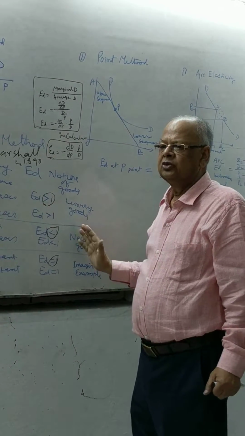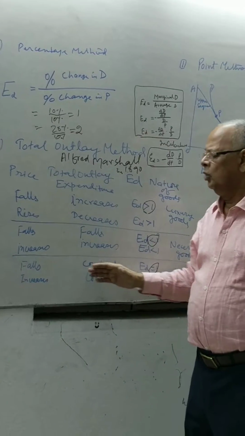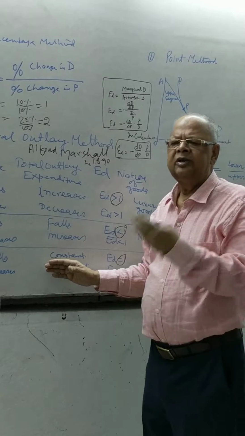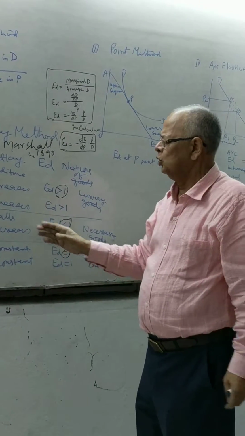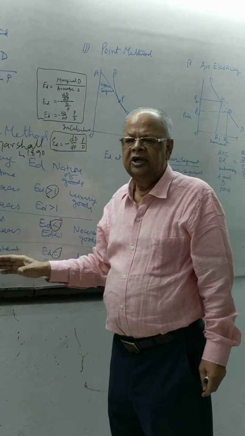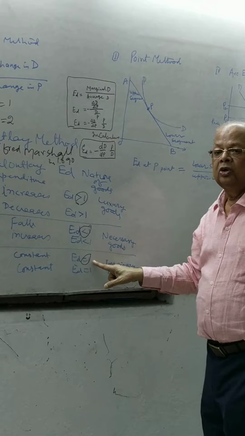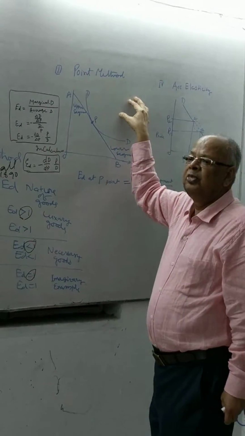Luxury goods, necessary goods. And third one, that there is no variation in the total outlay, whether price rises or falls. This is a specific case. This may be an imaginary case. This may be a deliberate decision of the buyer to keep expenditure constant irrespective of change in price. So this is called elasticity equal to 1. That is an imaginary example.